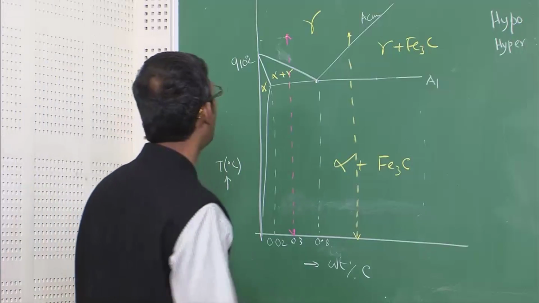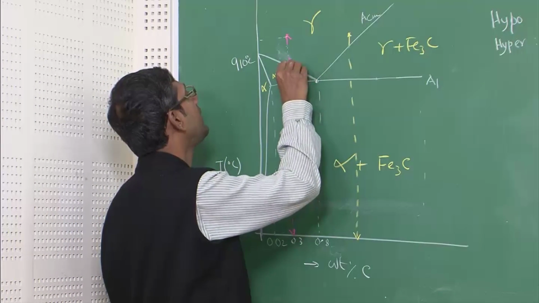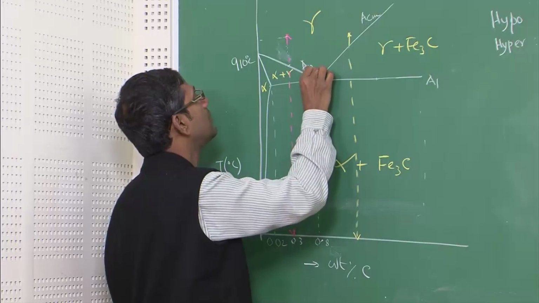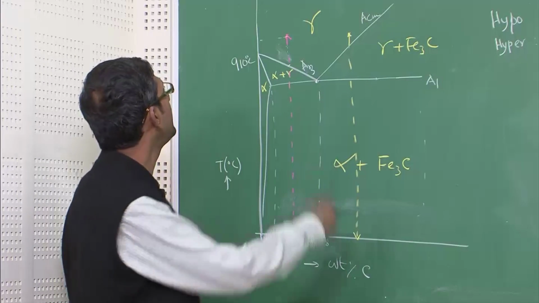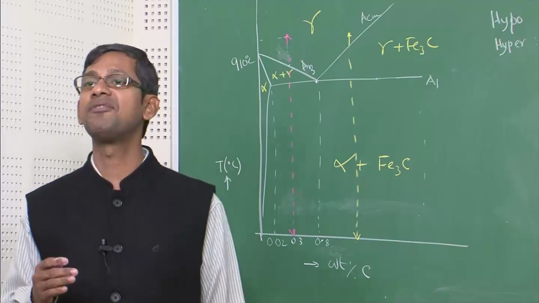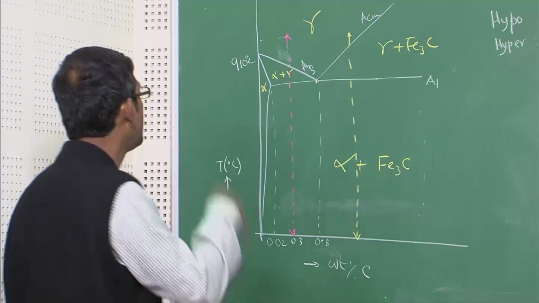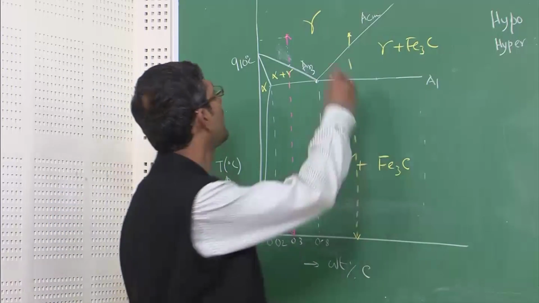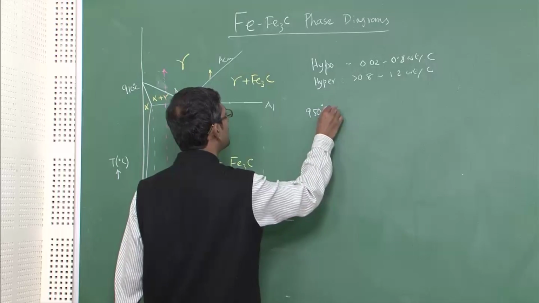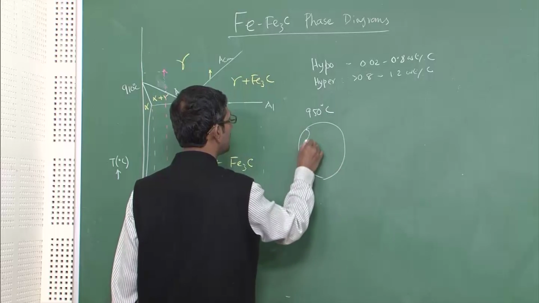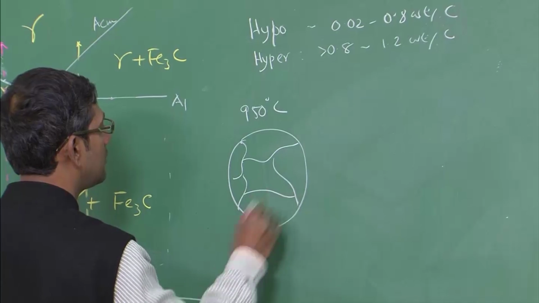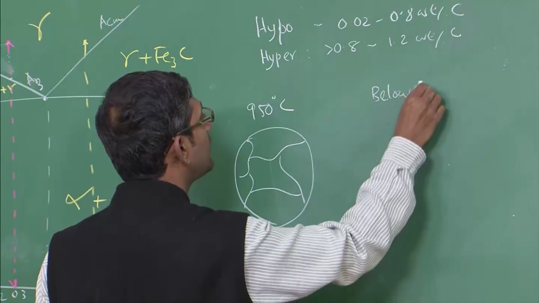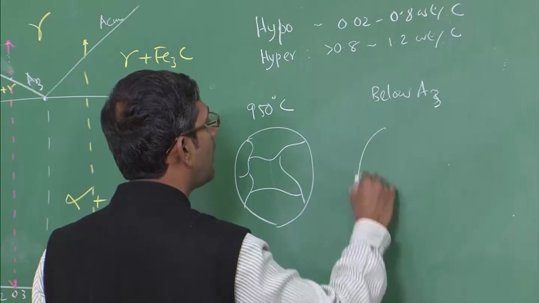Now, if I cool it down, what will happen? Nothing will happen till I hit this curve called the A3 curve. This A3 curve will be the first curve it hits as you cool it down, and below this you have a region called alpha plus gamma. So at 950 degrees Celsius you have all gamma grains, and below A3 you will have gamma plus alpha.